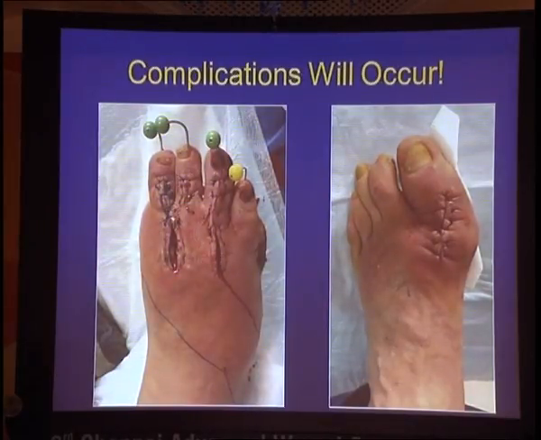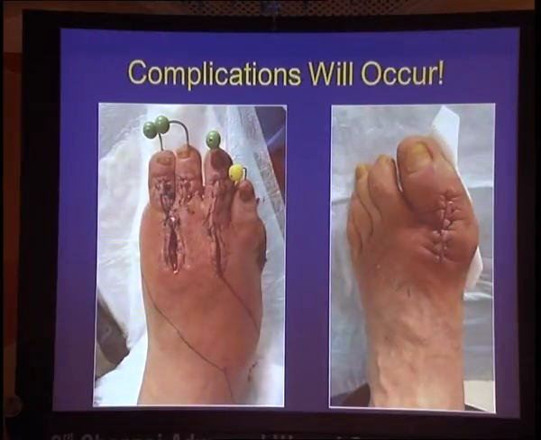We try to do this safely. We prescribe antibiotics. We try to use sterile technique. But even with that, these are high-risk patients with immune compromise. You will have complications. But the key factor is to address the complications aggressively. Don't allow the complications to dwell and smolder and become worse and worse. That's how you end up with an amputation.